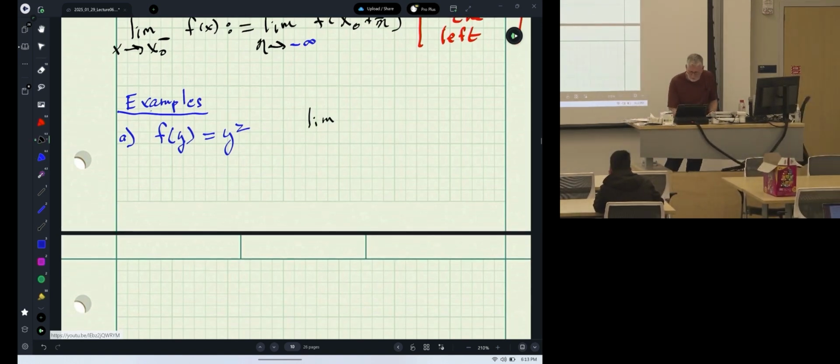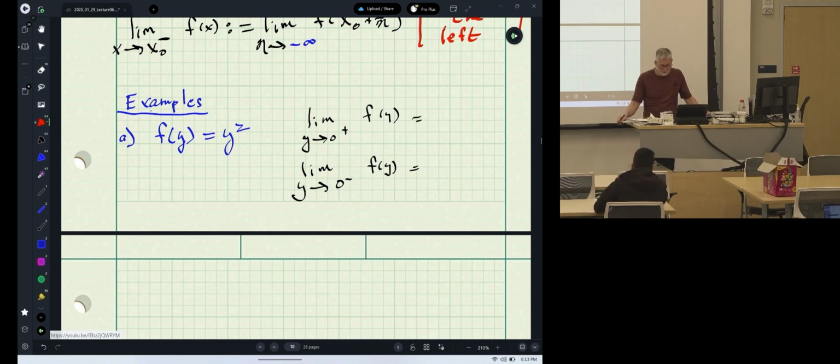Okay, so I want you to tell me the limit as y goes to 0 plus of f of y and the limit as y goes to 0 minus of f of y. Quicker you do it, quicker we're out of here.